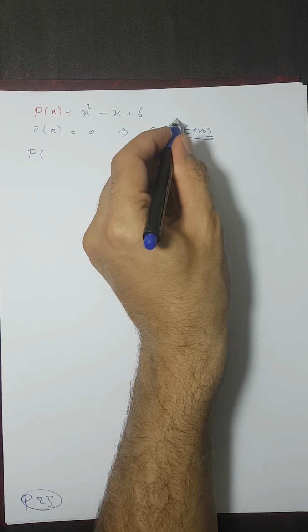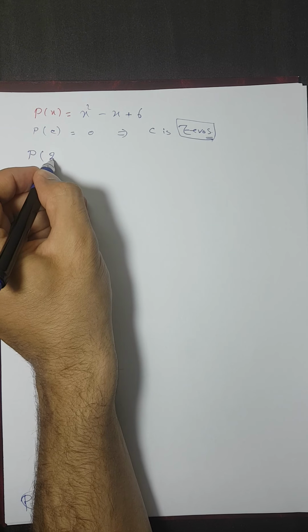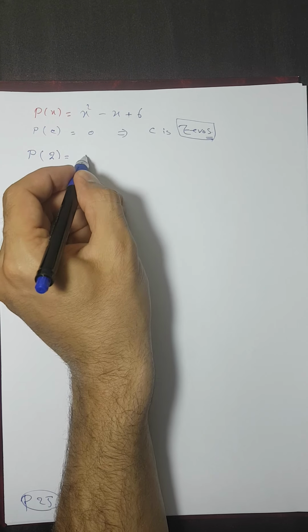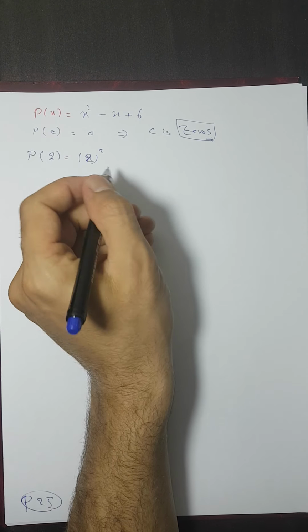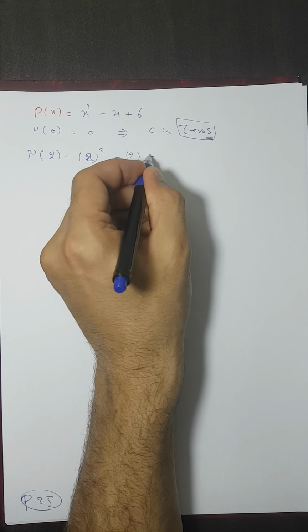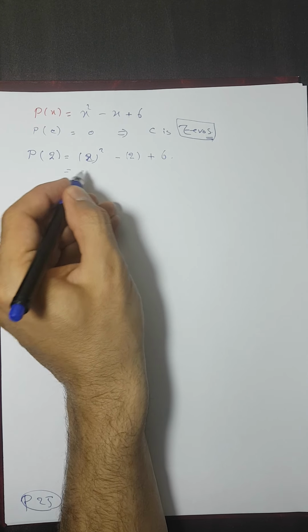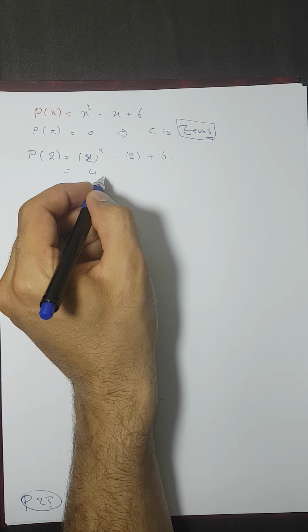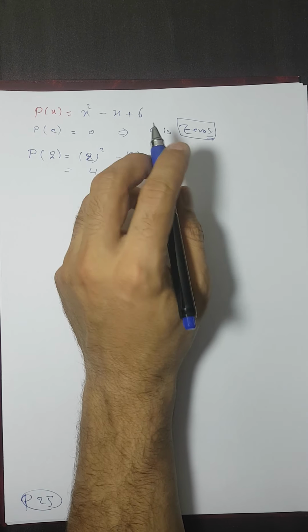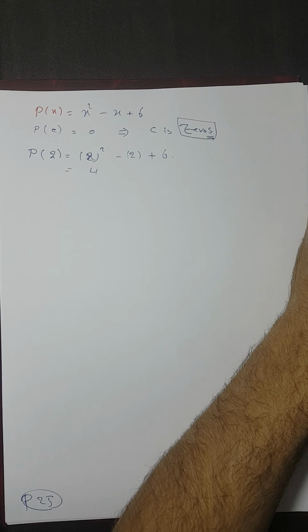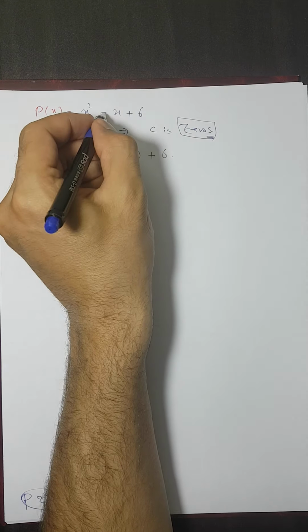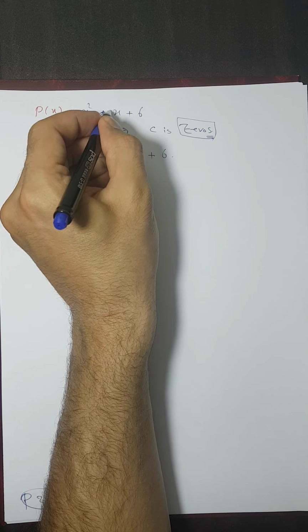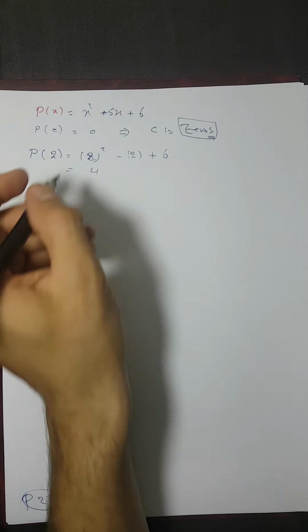So I have zeros. Now I'm going to find the zeros. For example, if I put 2, I get what? I get 2 squared, right? If we substitute 2 in the polynomial, I get minus 2 plus 6. Now, give me a chance. I have 4. So maybe it's a wrong example. Let me fix it. Maybe 5.